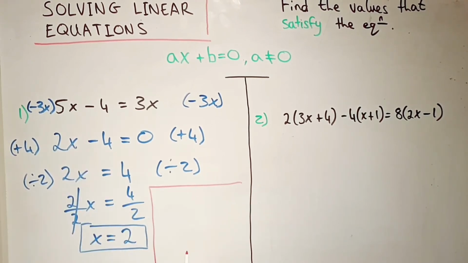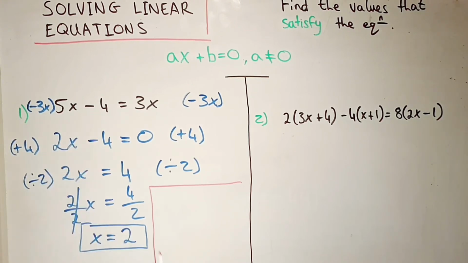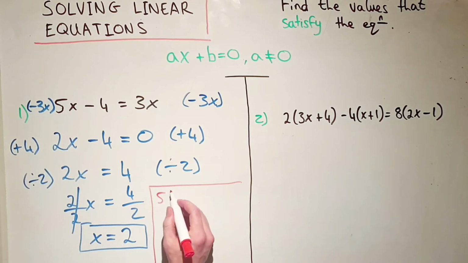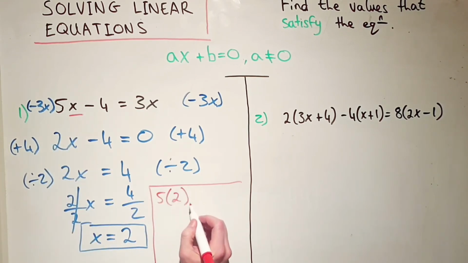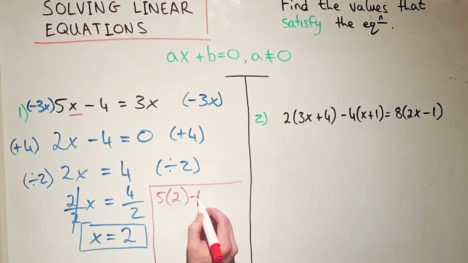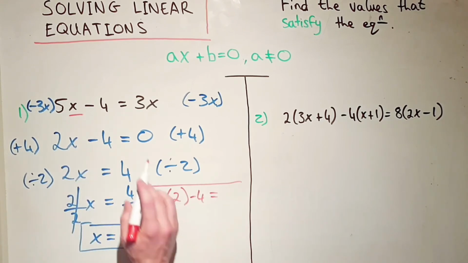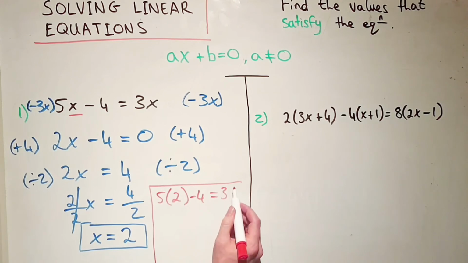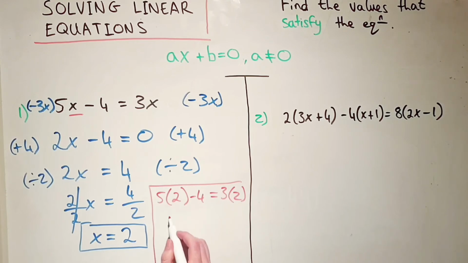We'll write the original equation with the variable we found inputted in for x, which will give us 5 multiplied by x, which we know to be 2. We have a -4. We have an equals 3 by 2, as x is 2. So then this would give us 5 by 2 is 10, -4 is 6, equal 3 by 2 is 6.